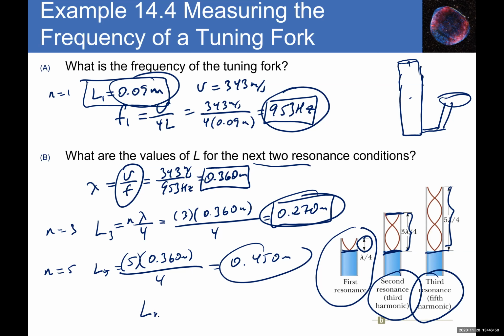L n is equal to n lambda over 4, right? Where n is equal to 1, 3, 5, like that, or odd numbers. So in a way, if we know the wavelength, we can predict and find the resonance.